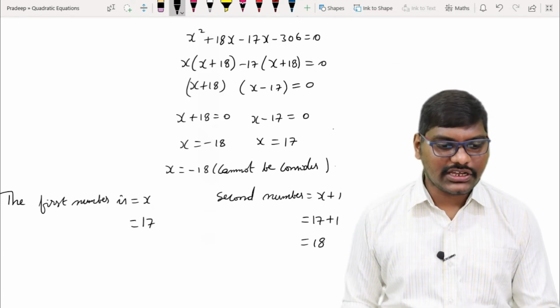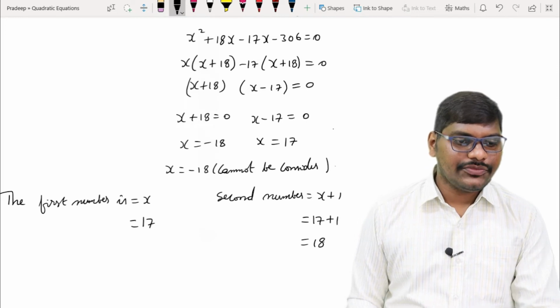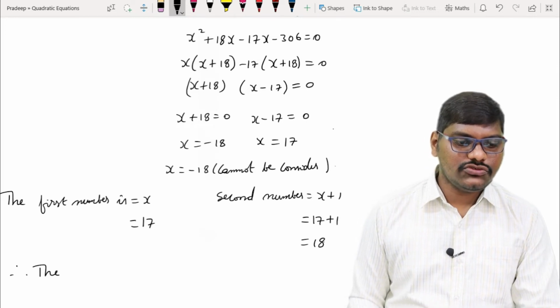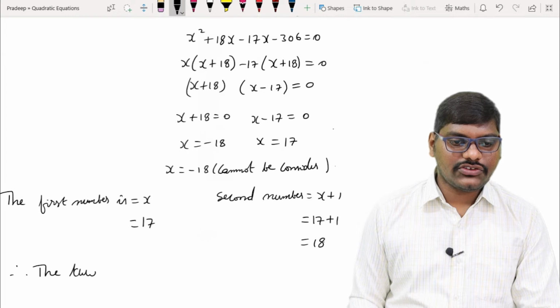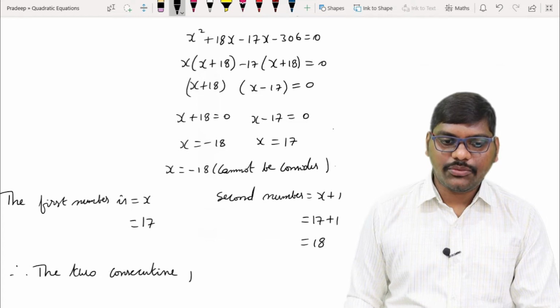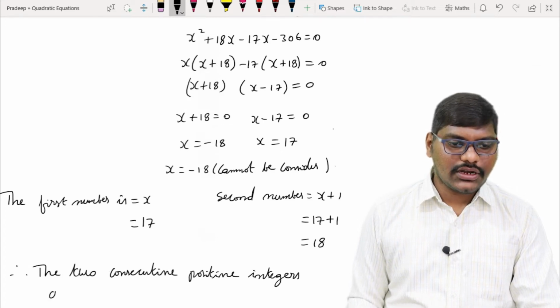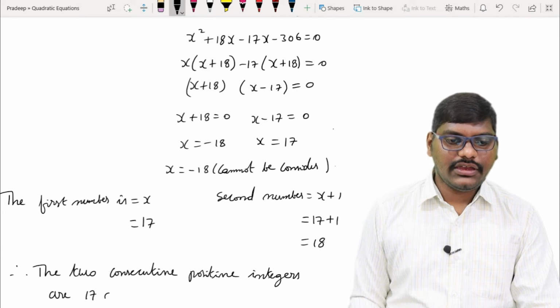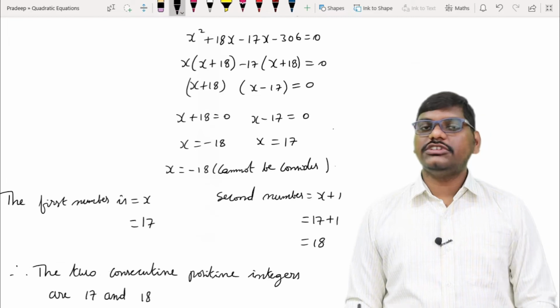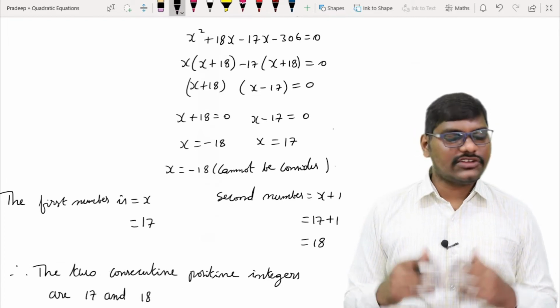So of course we can write the conclusion. I can write here, therefore the two consecutive integers. They said positive, right? So positive integers. So what are they? One is 17, the other one is 18. So this is all about this particular question. Let's go for the next one.